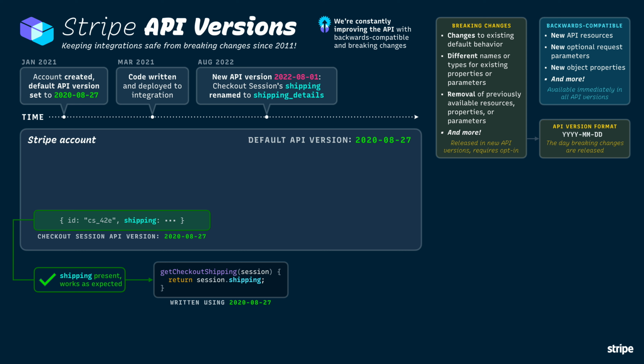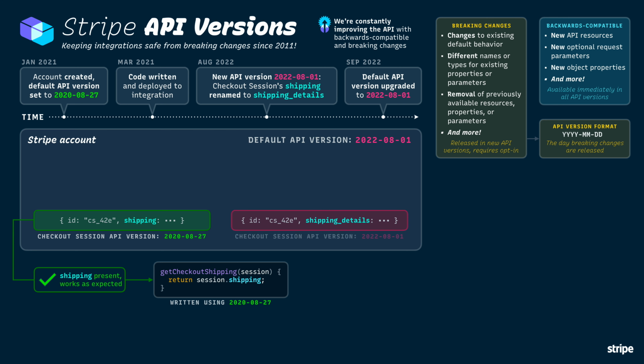The default API version set on this account will not change without explicit action, so this account's default API version stays on 2020-08-27 and everything continues to work. However, there is one more thing to add to the timeline. In September of 2022, the default API version on this account is upgraded. After the upgrade, this account's default API version is 2022-08-01. That means all objects will be rendered with this new API version by default.